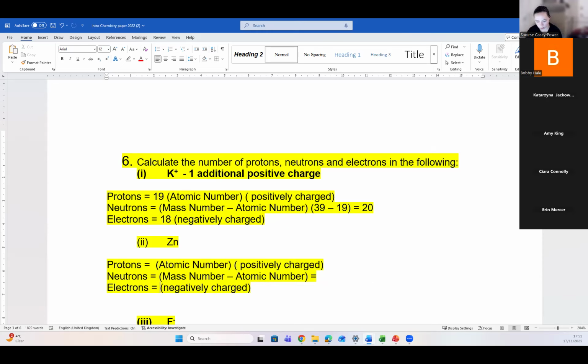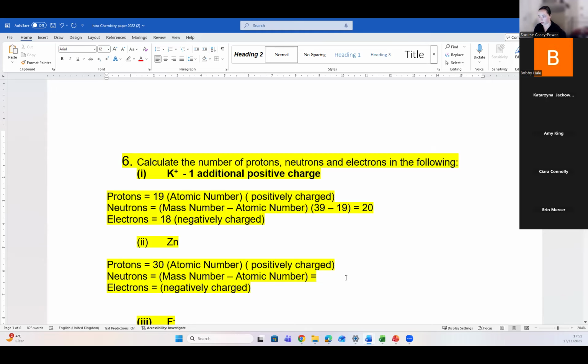Okay, so we have zinc now. So it's going to be the exact same method here, just using a different element. Okay, so our zinc there is 30. So that has an atomic number of 30. And your protons will always be the first one that you do. So there's an atomic number of 30. Our protons are positively charged, so we should have 30 protons.